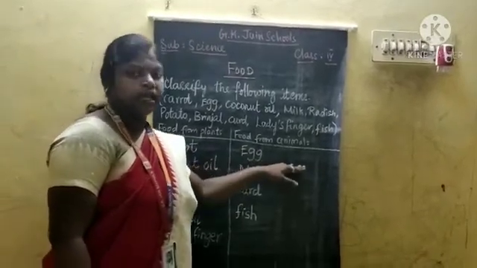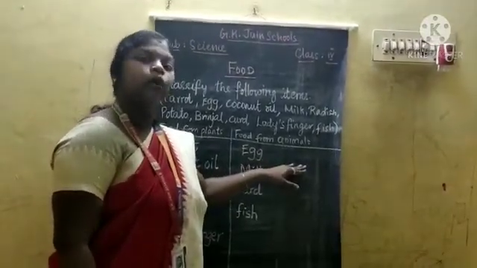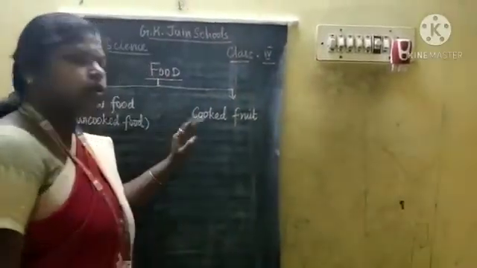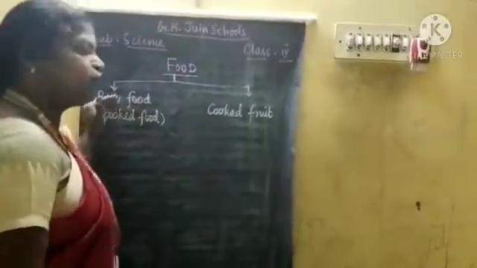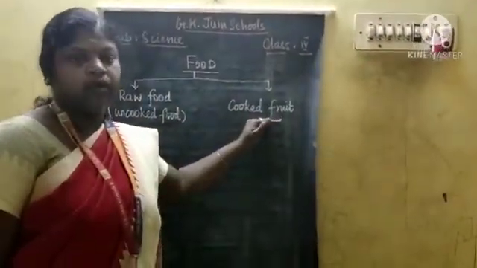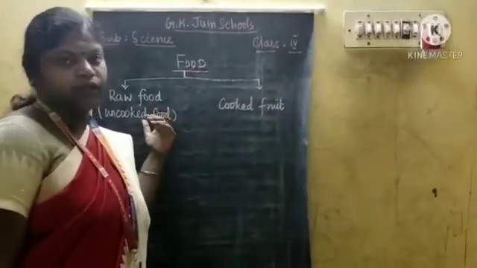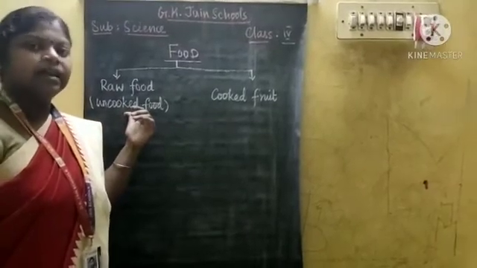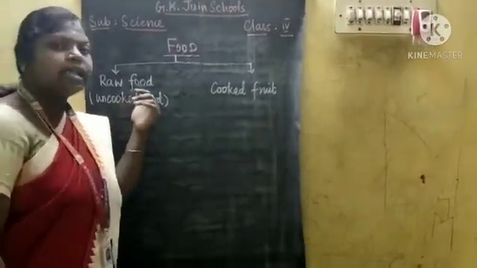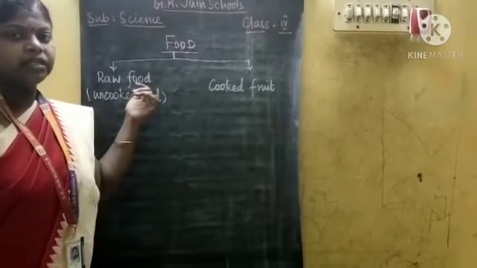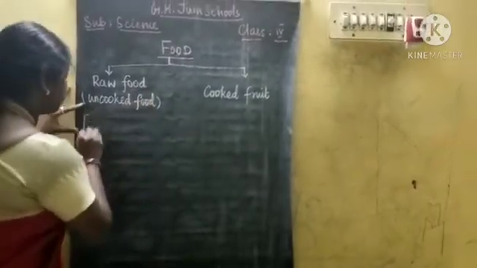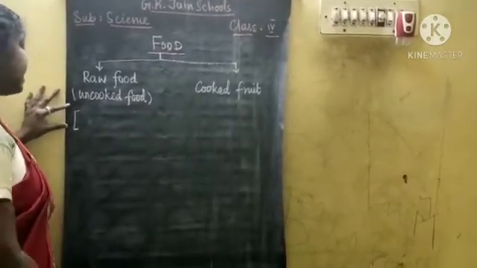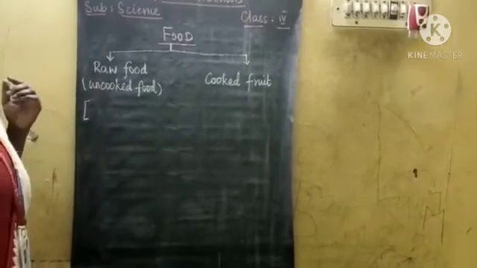So now we are going to learn about raw food and cooked food. Children, food is classified into two types. One is raw food and another one is cooked food. Raw food means uncooked food, that is, food without cooking. We can take the food directly. Those foods are called raw food. For example, vegetables. Not all vegetables, we can cook some vegetables, but some vegetables we can take as raw food.